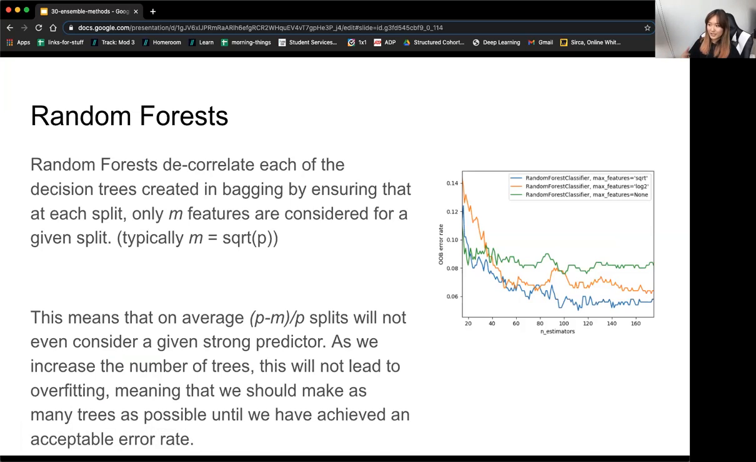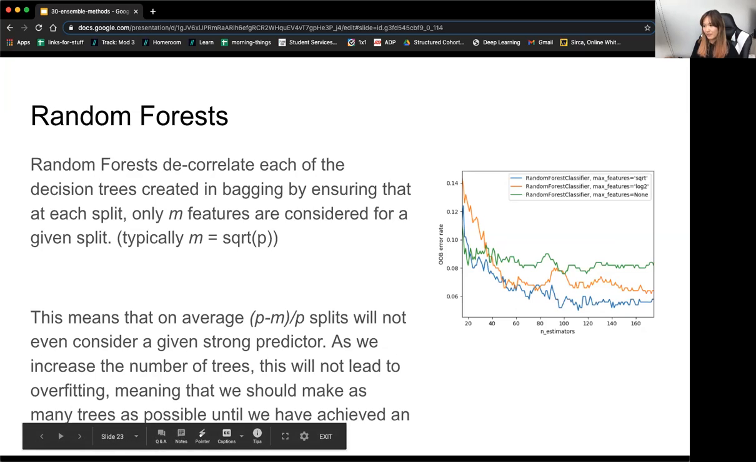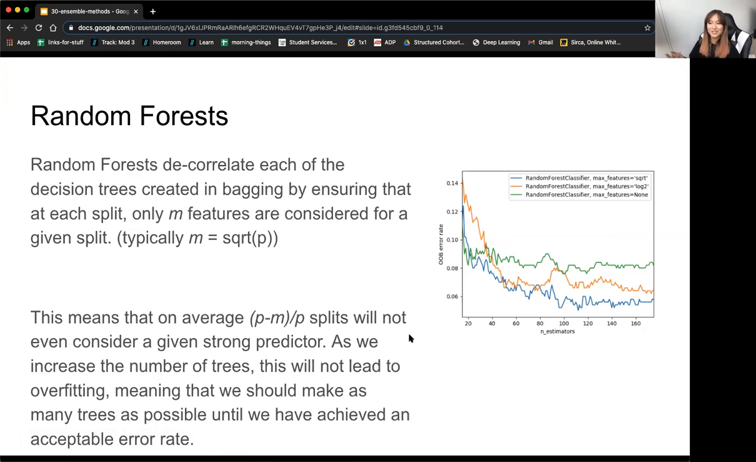So as we increase the number of trees, this will lead to even less overfitting. Remember how with bagged trees you end up with a smoothing of the decision boundary? This process will smooth it out even more, because you're introducing this randomness. You're forcing your trees to consider factors that they might just discount in a regular decision tree. So even if you're increasing the number of trees, it doesn't lead to overfitting. So you should make as many trees as possible until you achieve an acceptable error rate.